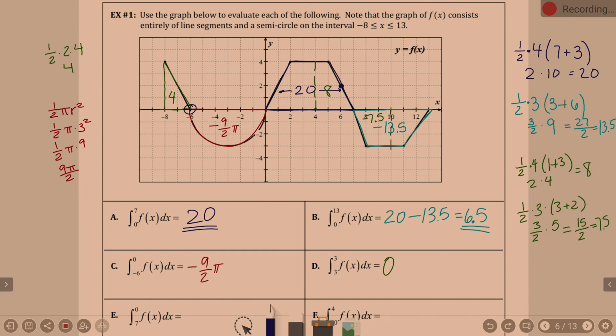F double prime talks about concavity, yes? I'm trying to think why I don't have a better answer in my book, but do we have any concavity happening here?